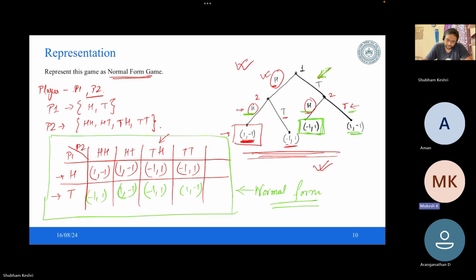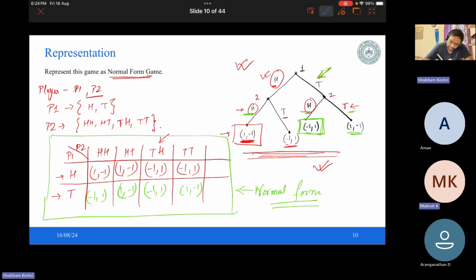When player 1 is playing H and player 2 is playing HT. So when player 1 is playing H, all right, and player 2 is playing H and T, the game will end at this node, all right? The game will end at this node. It's not at the T end, right, because player 1 is not playing T.